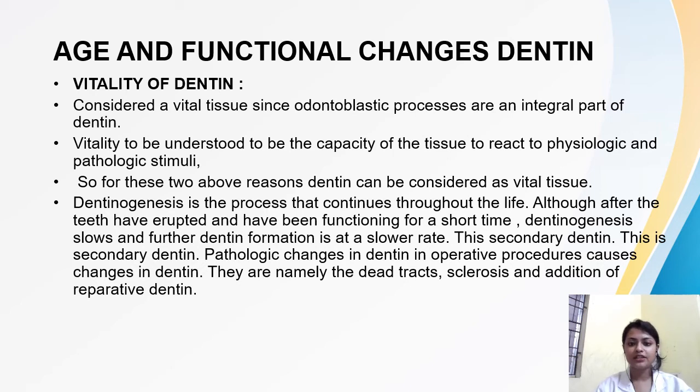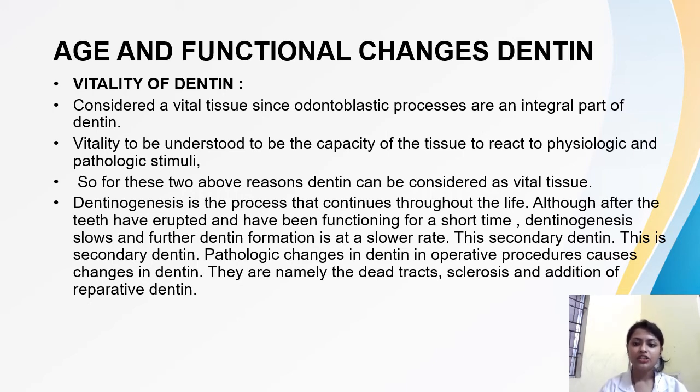Dentinogenesis is the process that continues throughout life. Although after the teeth have erupted and have been functioning for a short time, dentinogenesis slows, and further dentin formation is at a slower rate. How it was in the initial stage, the rate will not be the same. As age grows, it will be slow. This is secondary dentin, what is found after the root formation.